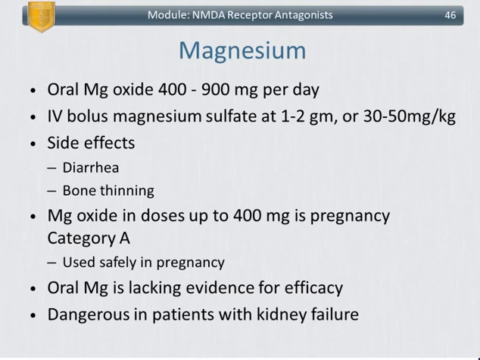Side effects, diarrhea. Multiple dosing can lead to bone thinning. Magnesium oxide in doses up to 400 milligrams is pregnancy safe. One of the very few things that we know is pregnancy safe. Oral magnesium is, in general, lacking evidence for efficacy, dangerous in patients with kidney failure.